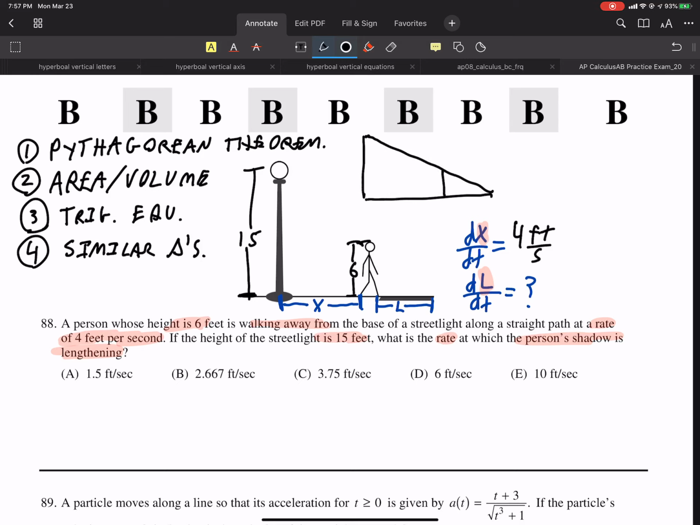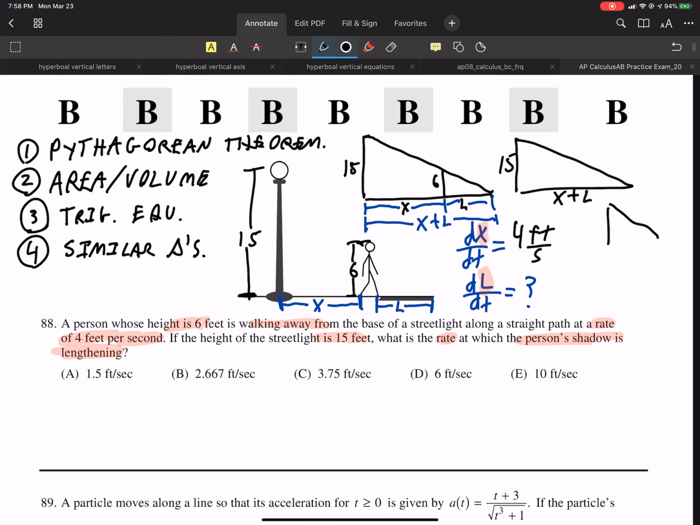Here's my man. This is 15. This is 6. That's x, and that's L. And this distance that x is there to there, and L is there to there. So this whole distance is x plus L. I'm going to break these triangles, separate them out so you can see them better. So I have the big triangle, which is 15 and x plus L. And then we have the small triangle. It's beautiful, isn't it? 6 and L.